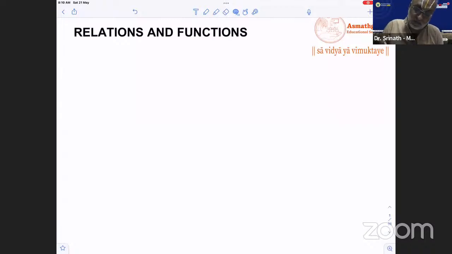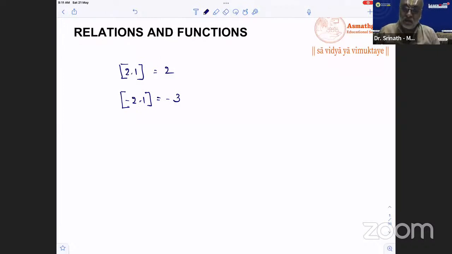Some important things that you need to do. For example, if I give you something like this, what is the greatest integer of 2.1? You will say it is 2. And if it is the greatest integer of minus 2.1, it is minus 3. Now, there's one important thing. Whenever x is not an integer, you should observe that the greatest integer function of x plus the greatest integer function of minus x will always be equal to minus 1. So in some questions, this may be useful to you.